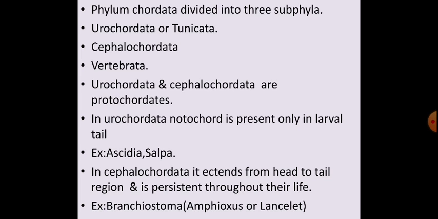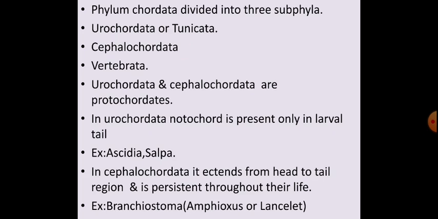See, phylum Chordata is divided into three subphylum. First one is Urochordata or Tunicata. Second one is Cephalochordata and third one is Vertebrata. Now, Urochordata and Cephalochordata are together called protochordates.